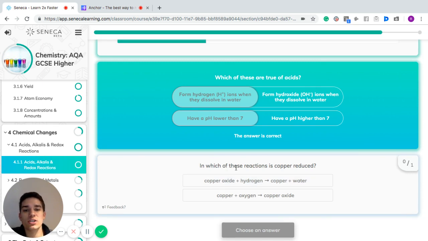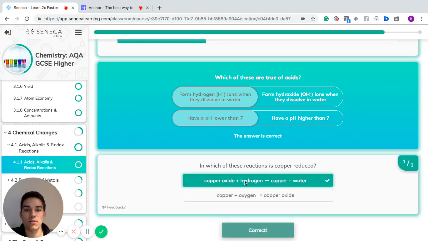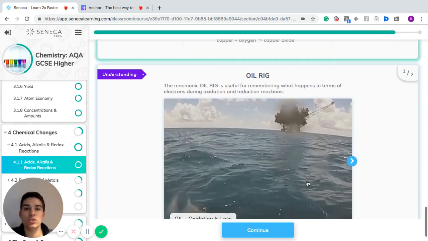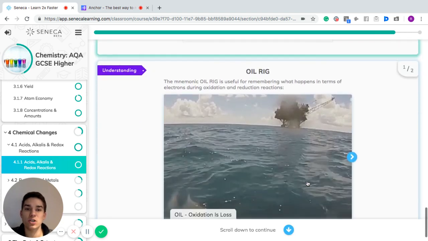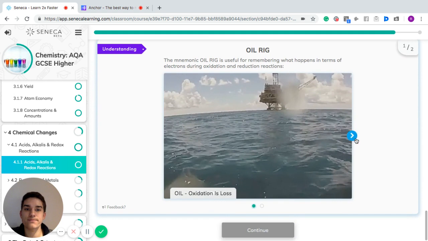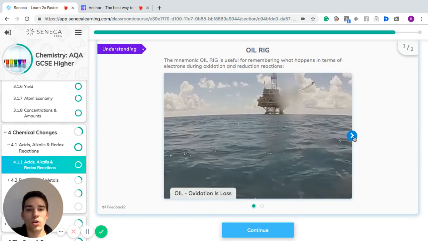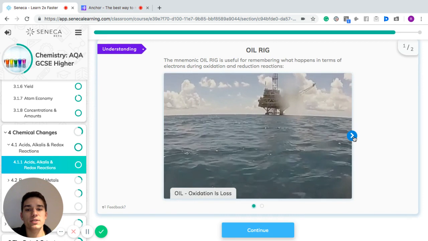And for a reduction reaction to happen, if we take copper, for example, and we want that to be reduced, remember that's a loss of oxygen or a gain of electrons. An example of that might be something like copper oxide plus hydrogen going to copper and water. We know it's been reduced because the copper oxide has been reduced to copper. Now, just remember that mnemonic again. It's OIL RIG. So oxidation is loss, reduction is gain of electrons.